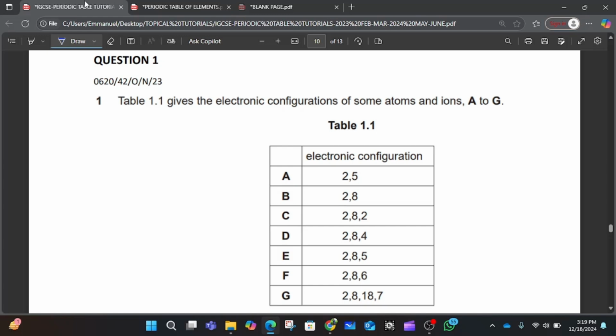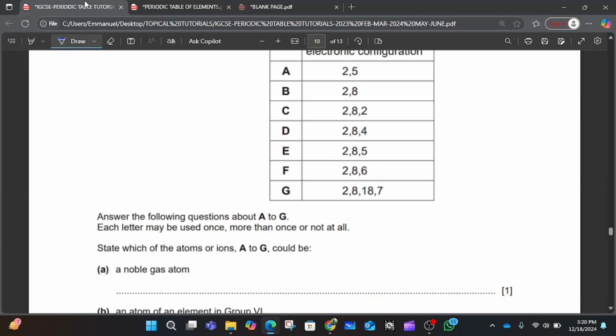The next question is question 1 of October-November 2023, paper 4-2. Question 1. Table 1.1 gives the electronic configurations of some atoms and ions A to G. So this table 1.1, these are the atoms or ions, and these are their electronic configurations. Answer the following questions about A to G. Each letter may be used once, more than once, or not at all.